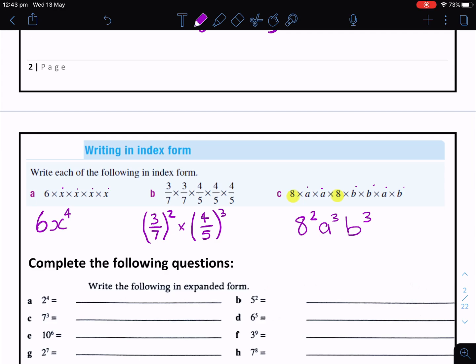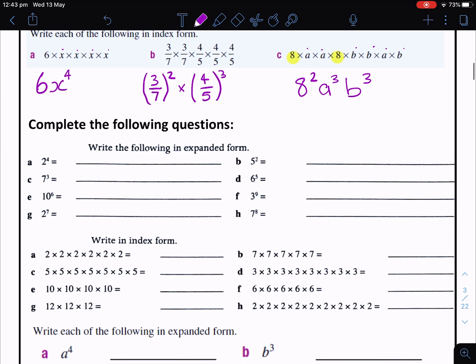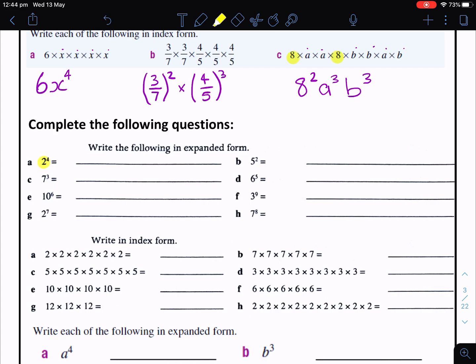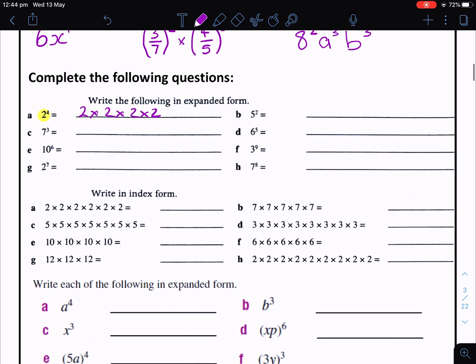Okay, let's do a couple of questions from each of the questions in your booklet, and I'll show you how you need to write them out. The first question says write the following in expanded form. So you're just going to take your base and multiply it by the number in your index. So it'd be 2 times 2 times 2 times 2. The second question says write in index form. So you're going to take your base, write it down, and then write how many times it's been multiplied: 1, 2, 3, 4, 5, 6. So you're going to put a little 6 at the top.